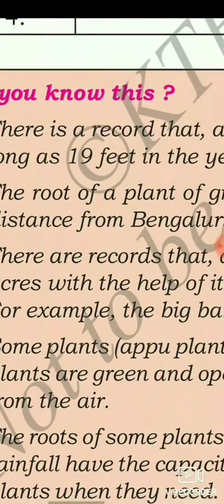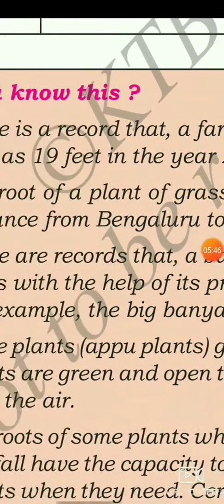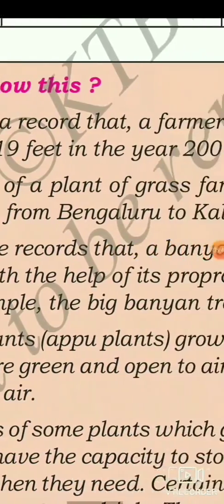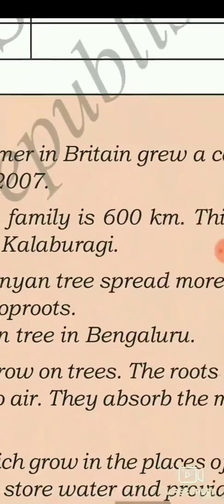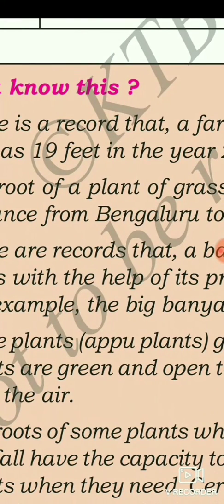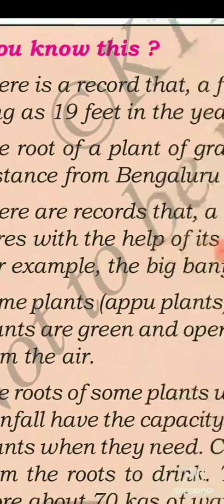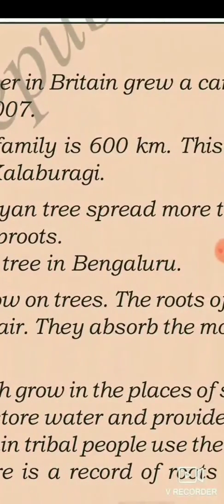Now some facts you should know. There is a record that a farmer in Britain grew a carrot of 19 feet. It is a hybrid carrot, and its height is 19 feet. You can understand how big that carrot is.